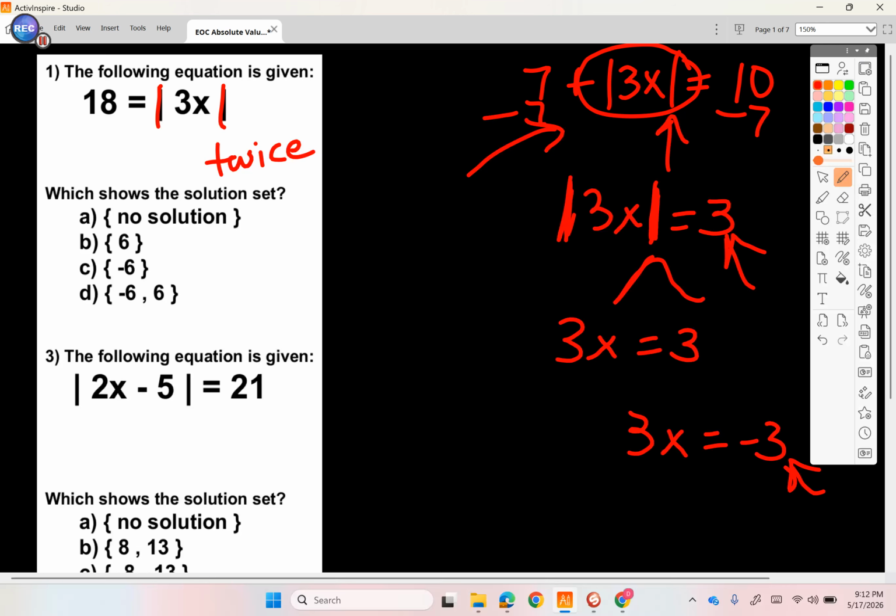The only time you don't solve it is if when you get the absolute value sticks by themselves, like this, the number's already negative. If it's already negative, then there's no solution to it because nothing in these absolute value sticks can end up being a negative number. So let's start.